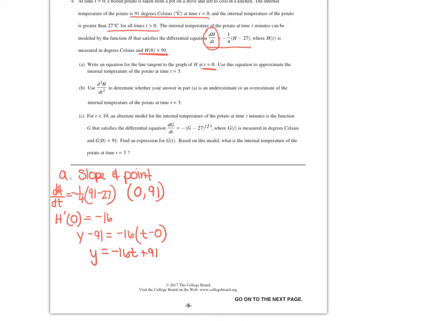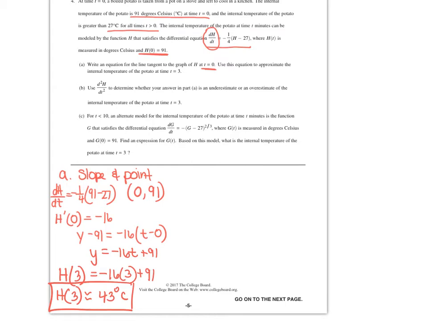We want to use this to estimate the internal temperature of the potato after 3 minutes. So we're just going to plug in 3. And our temperature there is approximately 43 degrees Celsius.